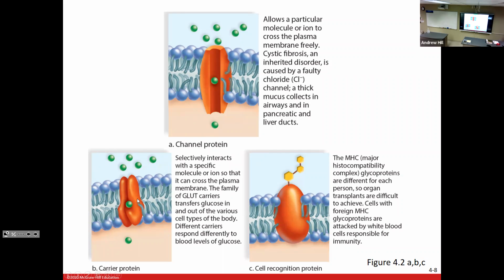We also have carrier proteins. Unfortunately, they give me too much information, but it tells you right there. We have glucose, right? Glucose is a 6-carbon organic molecule. It's polar. Why is glucose polar? Anyone remember? What about its chemical nature makes it polar?